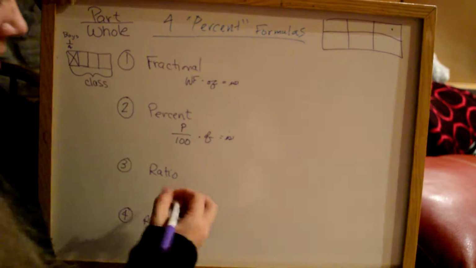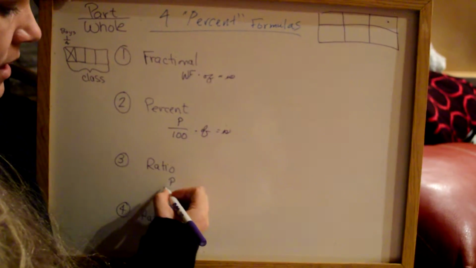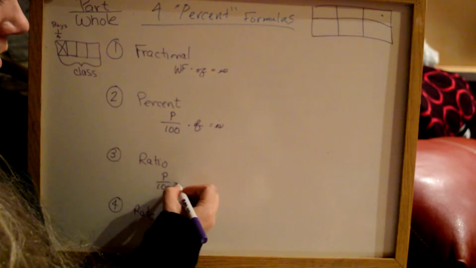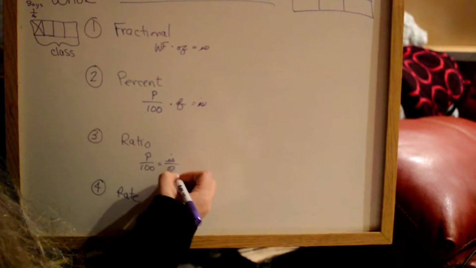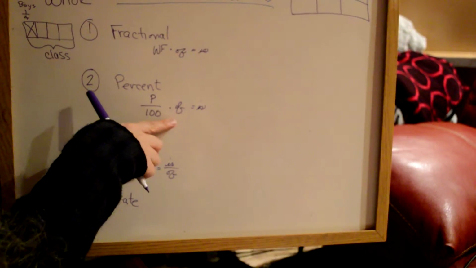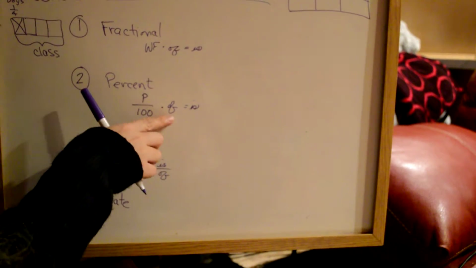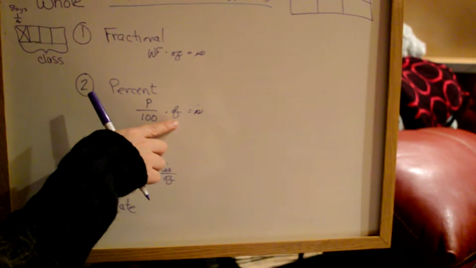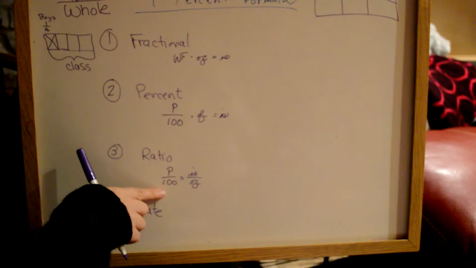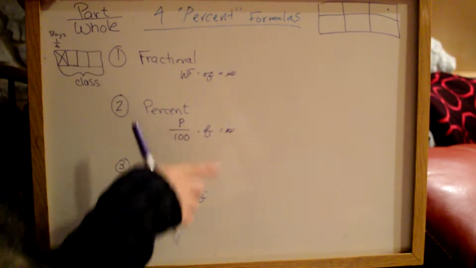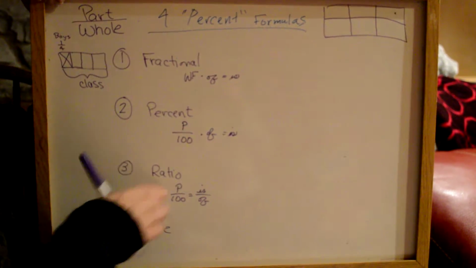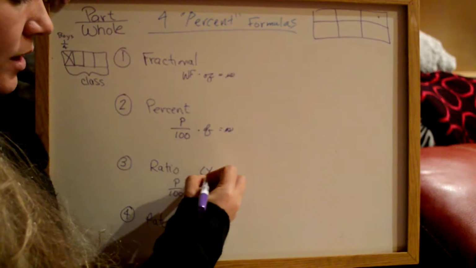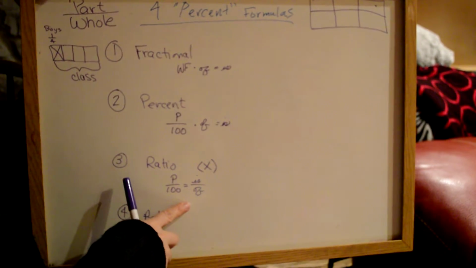The next way of doing it is a ratio. I could have p over 100 equals is over of, and all I did in getting from here to here is I divided both sides by of. So when I divided this side by of, it canceled out, and when I divided this side by of, it was is over of. So this is the one that we like to use cross multiplication for.